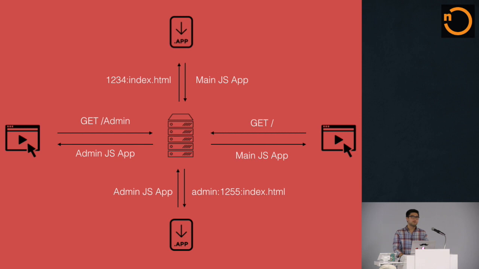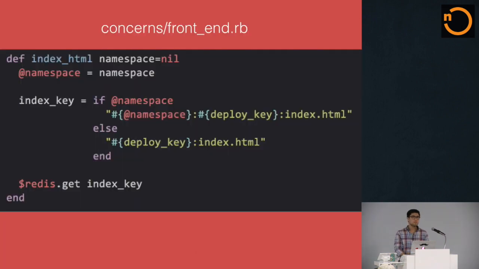And then if we have another app, we just nest it under a different namespace. As you can see here on the bottom right, the key becomes admin colon deploy key index.html when the user requests slash admin, or this could also be a subdomain, whatever you want. So if we go back to that front-end module, we can optionally give it a namespace, and then it just inserts that namespace as a key to grab that different index.html.